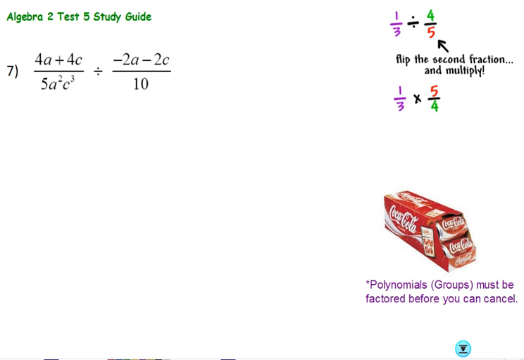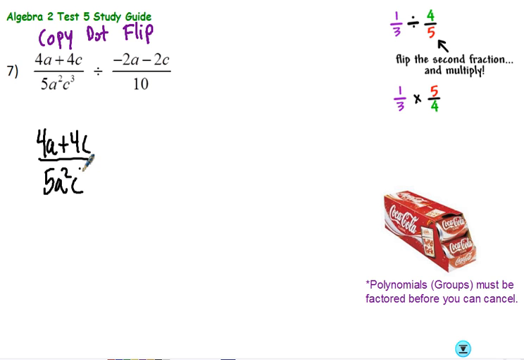So let's look at number 7. So we're still dividing, so we still are going to have to rewrite this as multiplication first. So that will be our first task. Again, we're going to do a little copy dot flip here. Copy, dot, flip. So copy, keep it the same: 4a plus 4c over 5a squared c cubed. Dot, right, so that means the division is going to turn into multiplication. And flip means we're going to take the reciprocal. So 10 is now on top. Negative 2a minus 2c is now on the bottom.